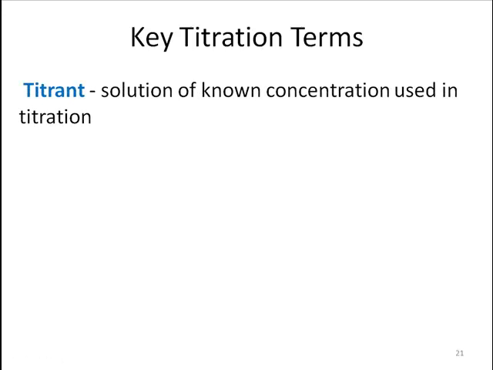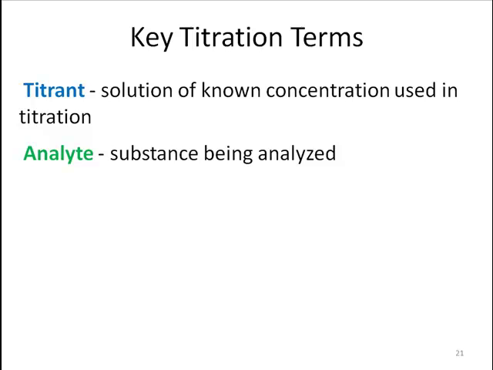Key titration terms for our titration lab. Titrant: that is the solution of known concentration used in the titration. So if you have a known base, that's your titrant. The acid is your unknown. Analyte: that is the substance being analyzed. If it's hydrochloric acid, which is unknown, that's your analyte.